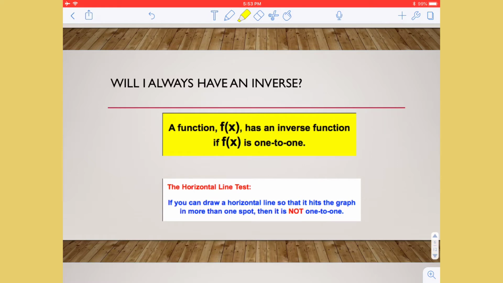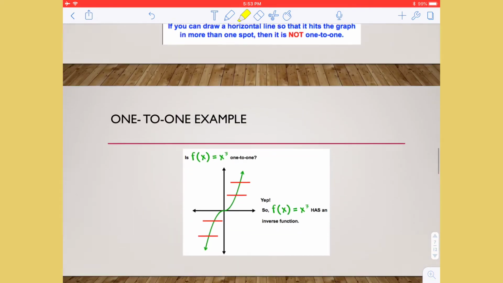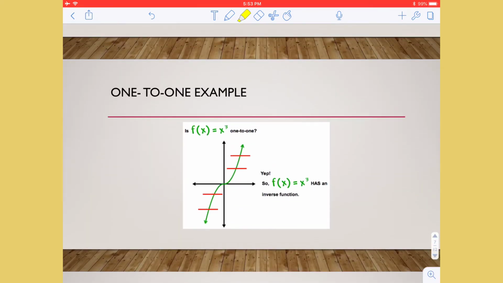So we're going to utilize something called the horizontal line test. If you're able to draw a horizontal line so that it hits the graph in more than one spot, it's not one-to-one. But if I can draw a horizontal line, hit my function only one time, then we are good to go and we can say that the function is one-to-one. So we're going to actually end up doing this graphically. So we're going to think about the function, and in this case the parent function x cubed, which we know makes the disco graph. And if I draw a bunch of horizontal lines, I only hit the function one time and therefore can conclude that it does have an inverse function.